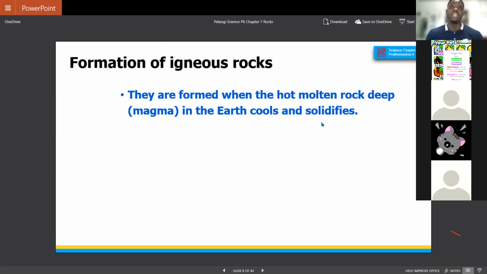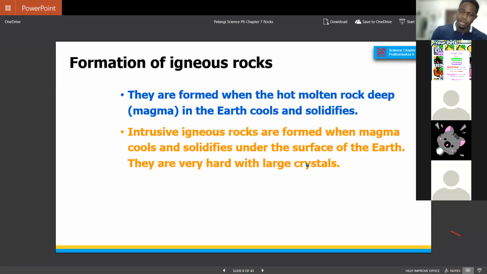So in the picture, you can see the magma going to molten, then going to lava on the Earth's surface, then it cools off and becomes strong. That is solidify. Okay, that would lead us to the types of igneous rock.